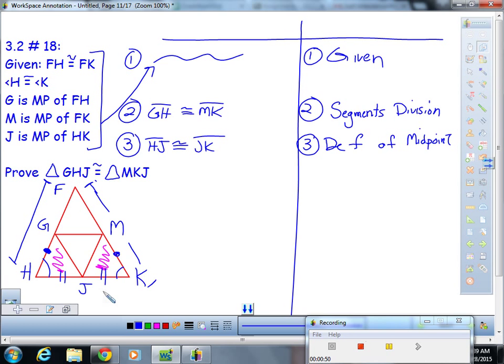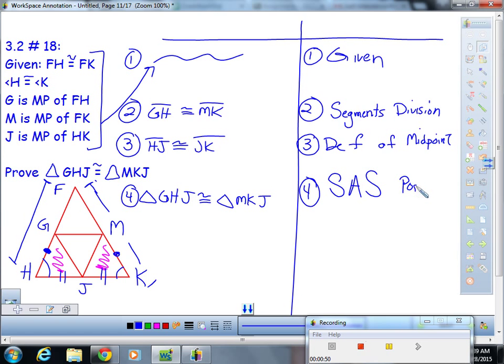So now I can say that triangle GHJ is congruent to triangle MKJ, and my reason will be the side angle side postulate, and that's how we're using these shortcuts. Hopefully that helps. Boom!